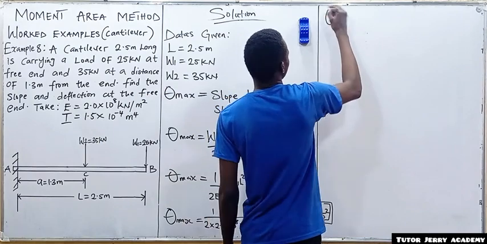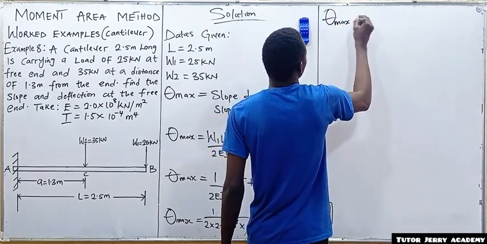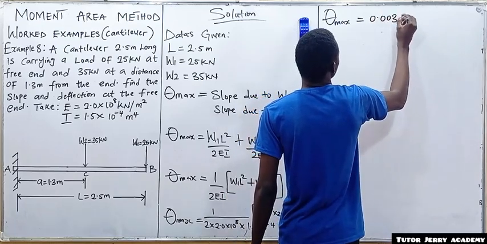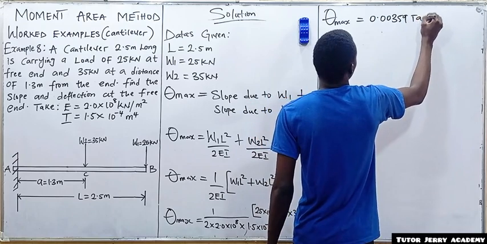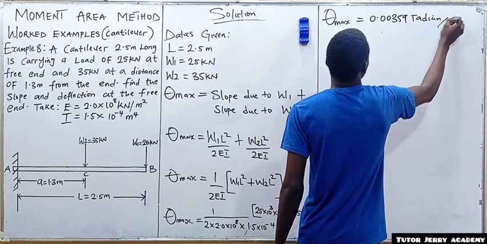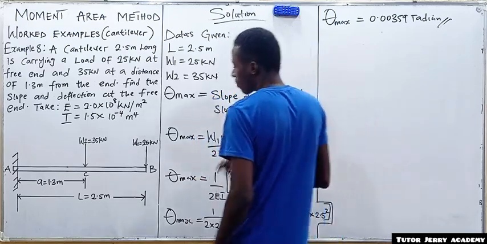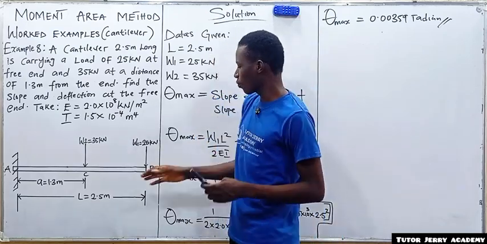So that implies that theta max will be equal to 0.00359 radian. So this is the value for theta max. So now let's find the value for y max. How do we get our y max?